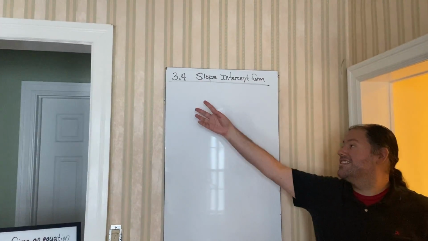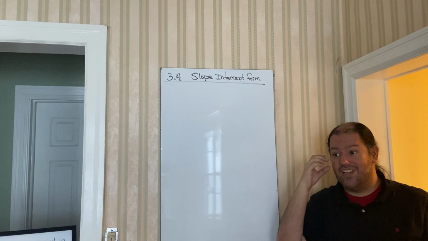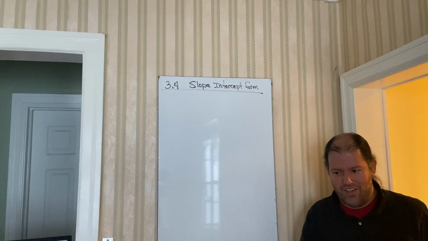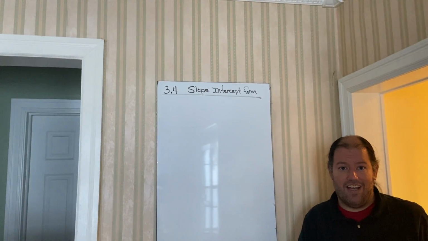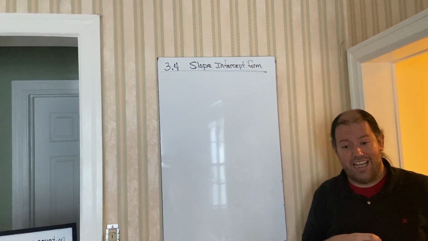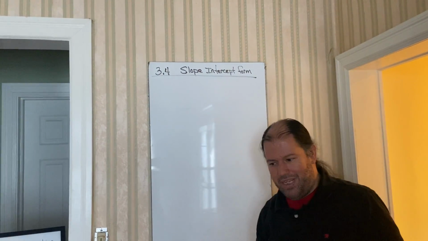Alright, so our next section is 3.4. We're going to be focusing on slope-intercept form. And you might be saying, well, what's slope-intercept form? We already talked about how linear equations have an x value and a y value, and we had ordered pairs.